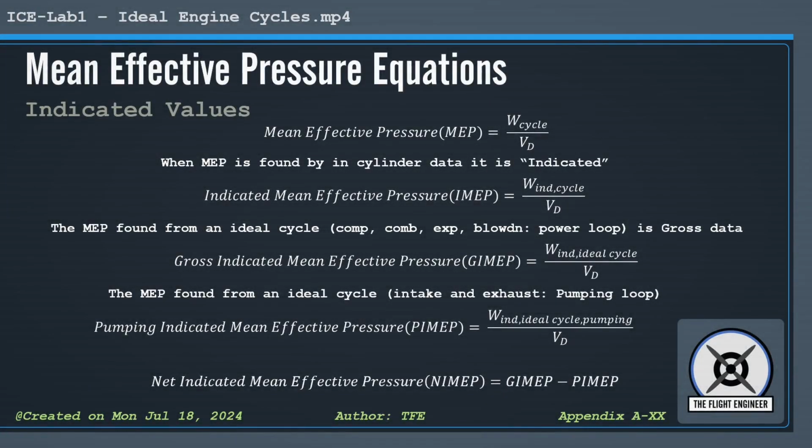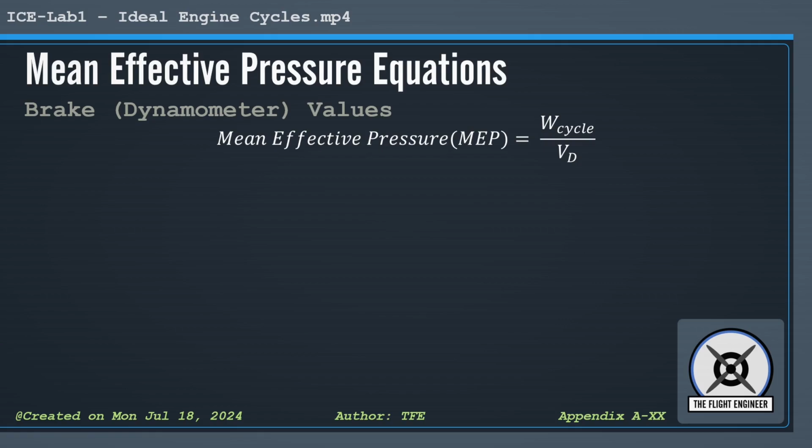Here's one slide just to summarize what we've covered so far. Up till now, we've only been talking about indicated values. Remember, indicated values are those coming from an in-cylinder pressure measurement. So that could be a real measurement from a running engine, or it could be the cylinder pressures generated by our ideal cycle. What we might be more interested in is the performance of an entire engine, or what kind of output we're getting at the crankshaft of a real engine.